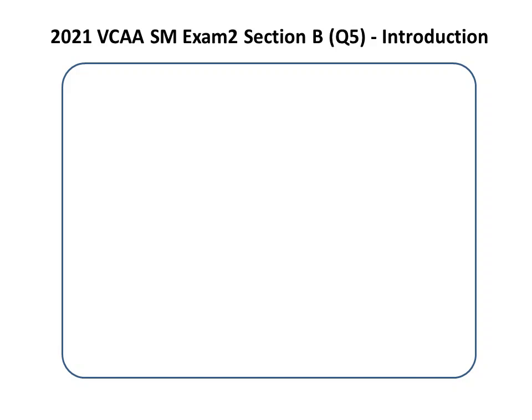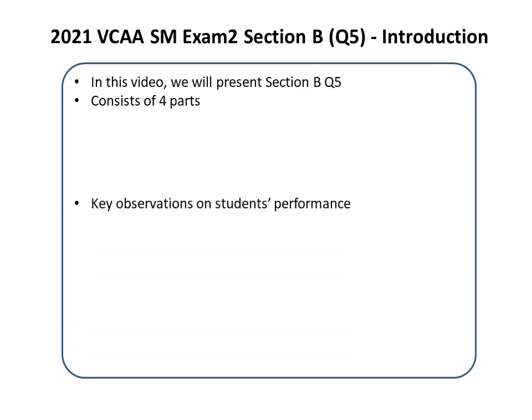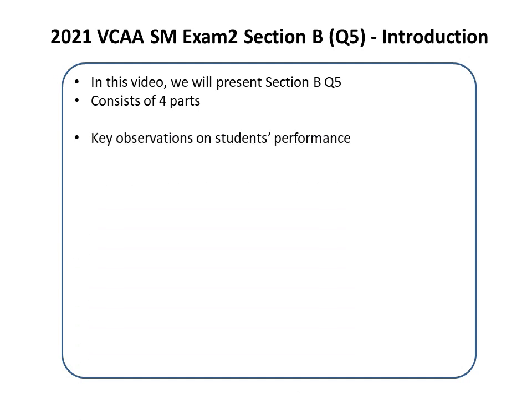Welcome to the 12th part of VCAA Specialist Math 2021 exam papers. In this video, we will solve exam paper 2, section B, question 5, which consists of 4 parts. The problem in part A was that many students did not notice the acceleration was 0 actually.